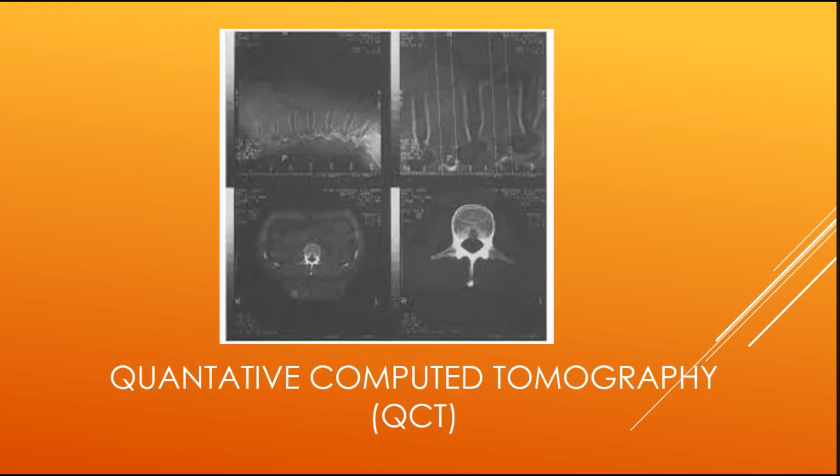This is a picture of what quantitative computed tomography, or CT, looks like. You have a scout image of the lumbar spine, and 2 vertebral bodies, usually L4 and L5, are set up so that there are 2 slices in each vertebral body. Once those images are taken, you can measure the density of the vertebral body.